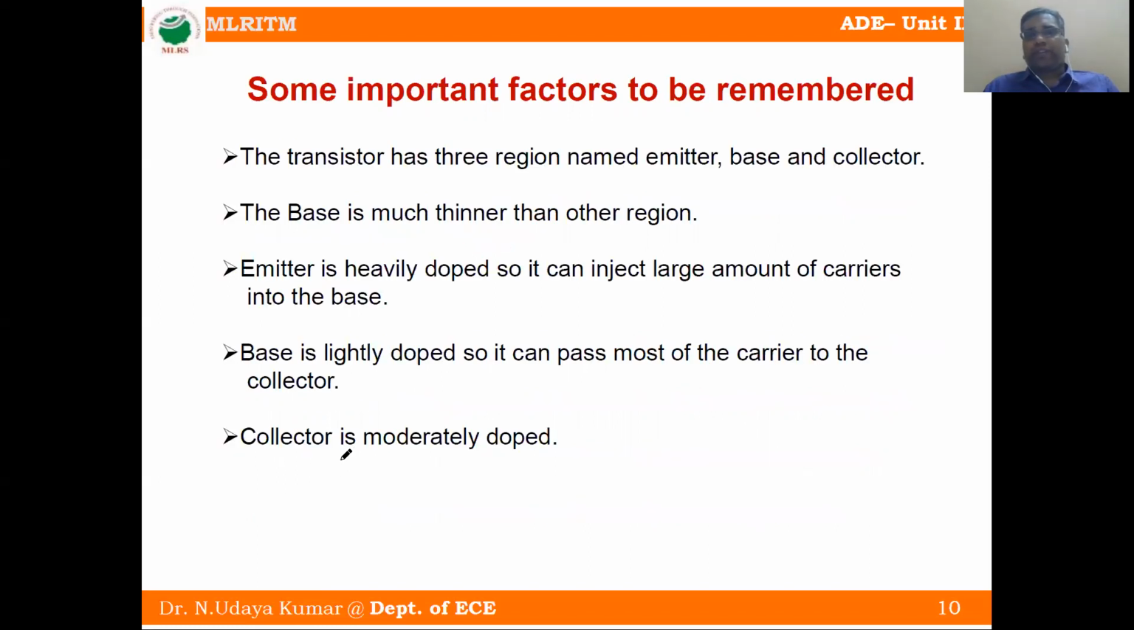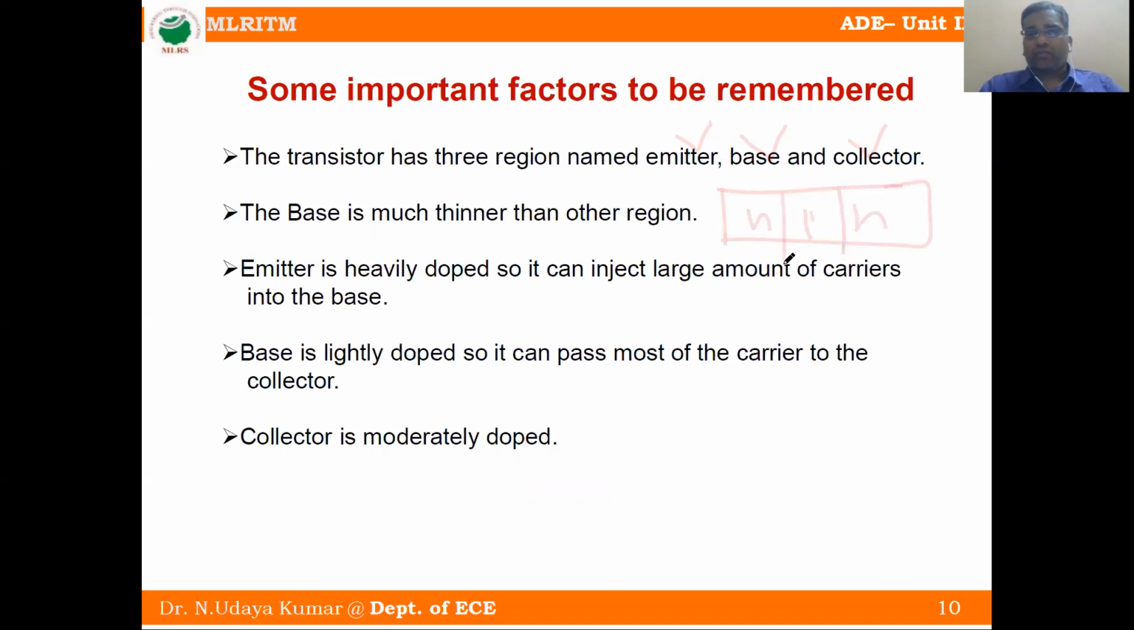Okay, some important factors to be remembered. The transistor has three regions: emitter, base, and collector. The base is much thinner than the other regions. Why is the base much thinner than the other regions? For example, this is NPN.